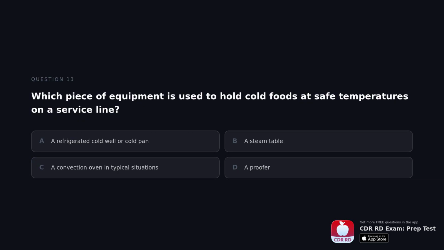Which piece of equipment is used to hold cold foods at safe temperatures on a service line? A. A refrigerated cold well or cold pan. B. A steam table. C. A convection oven in typical situations. D. A proofer.